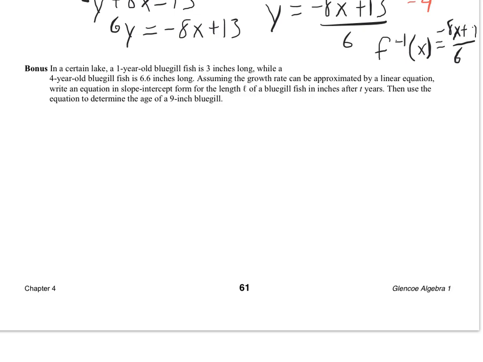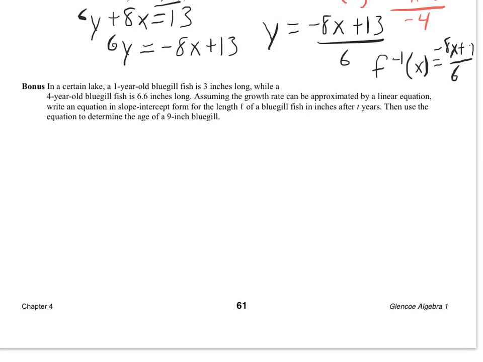In a lake, a 1-year-old bluegill is 3 inches long, while a 4-year-old bluegill is 6.6 inches long. Assuming the growth rate can be approximated by a linear equation, write an equation in slope-intercept form for the length L of a bluegill in inches after t years. Then use the equation to determine the age of a 9-inch bluegill.